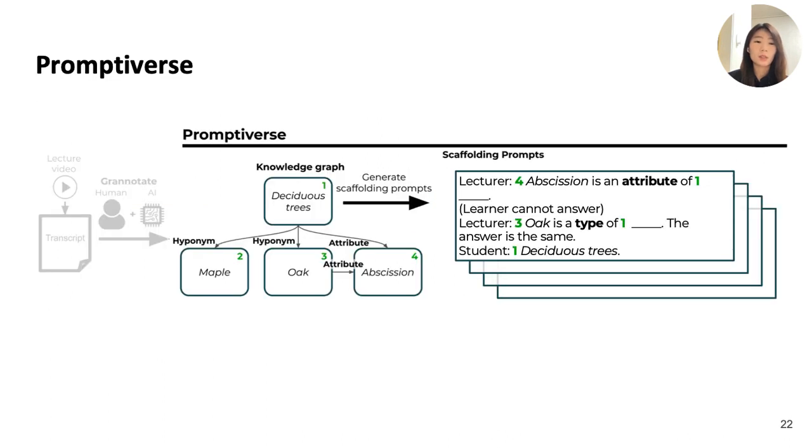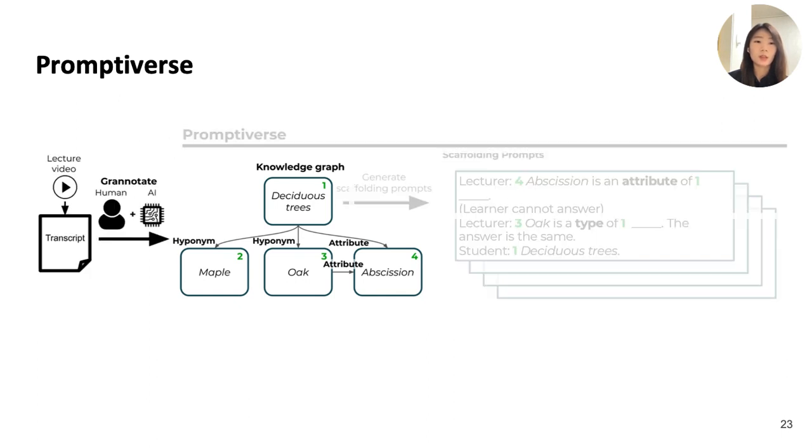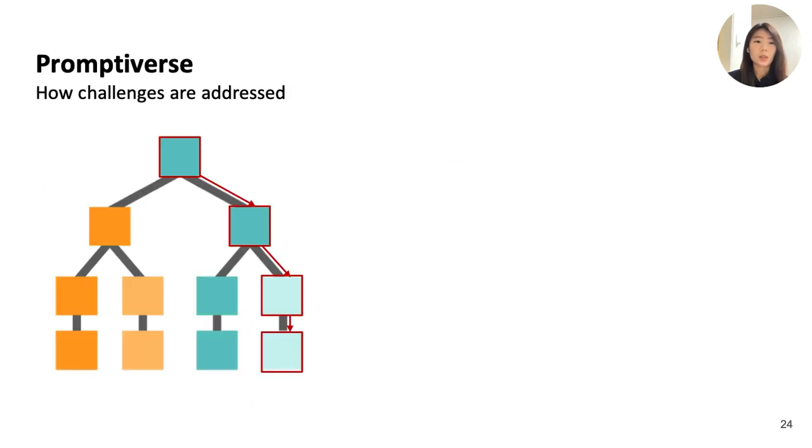To address these challenges, we introduced Promptiverse, a scaffolding prompt authoring approach. This approach traverses knowledge graphs to automatically generate prompts with pedagogical patterns. To assist lecture designers in building these knowledge graphs, we also introduced Grannotate, a human-machine hybrid system for annotating lecture transcripts. The traversal of knowledge graph is key to addressing the previously mentioned challenges.